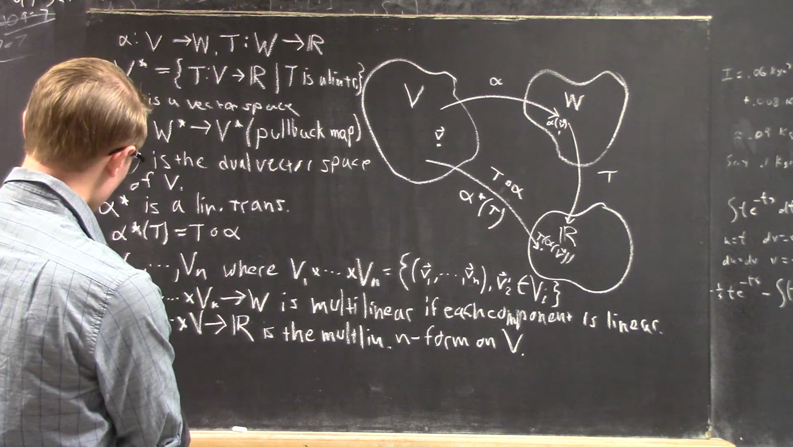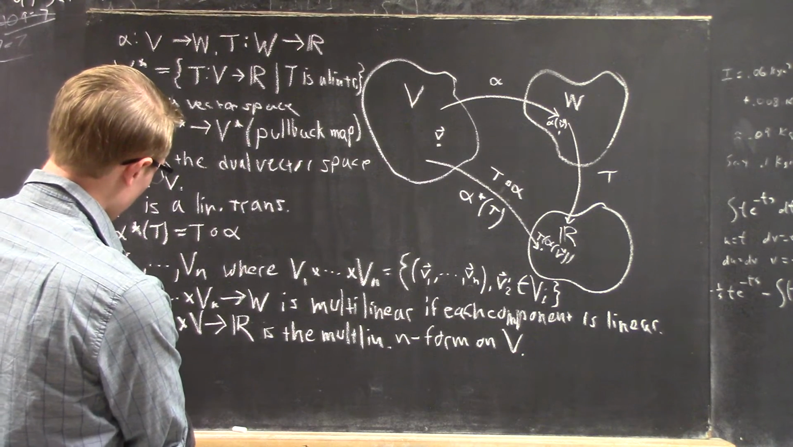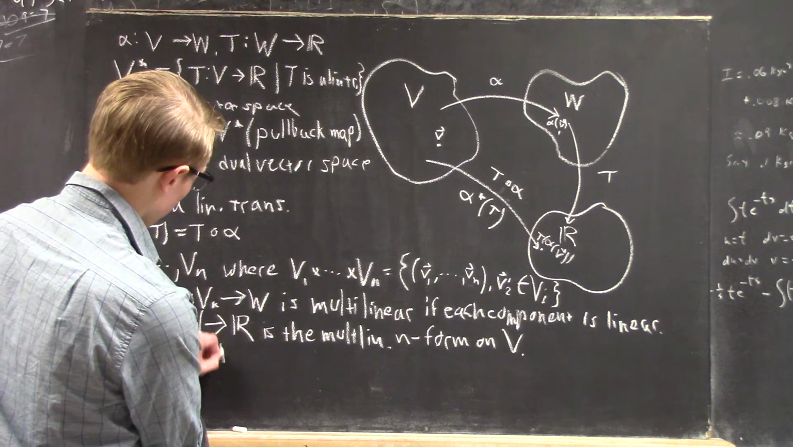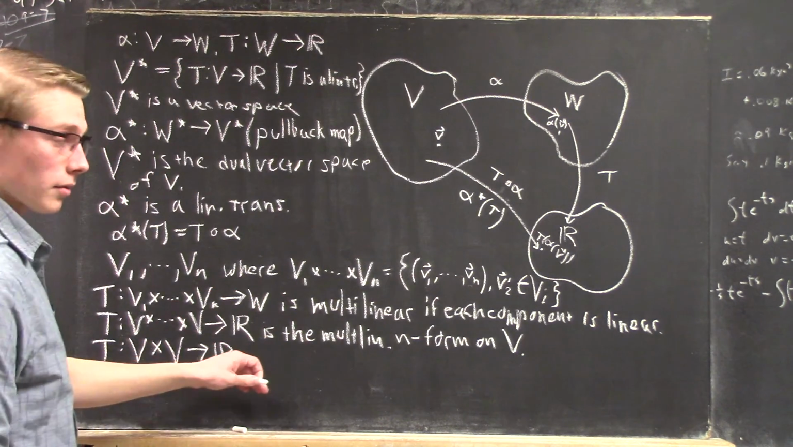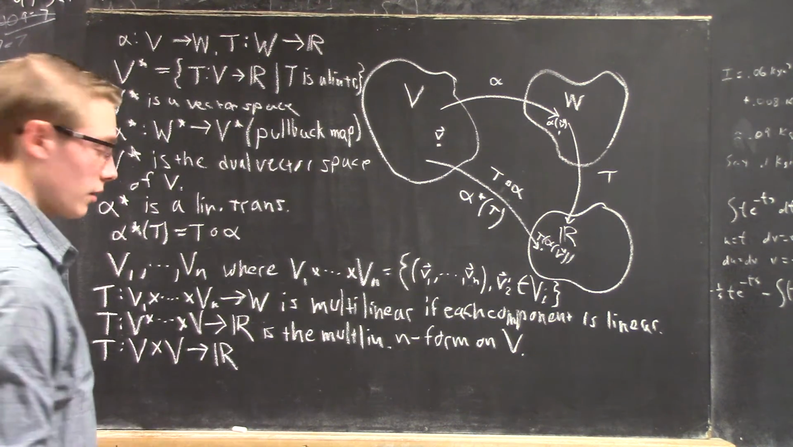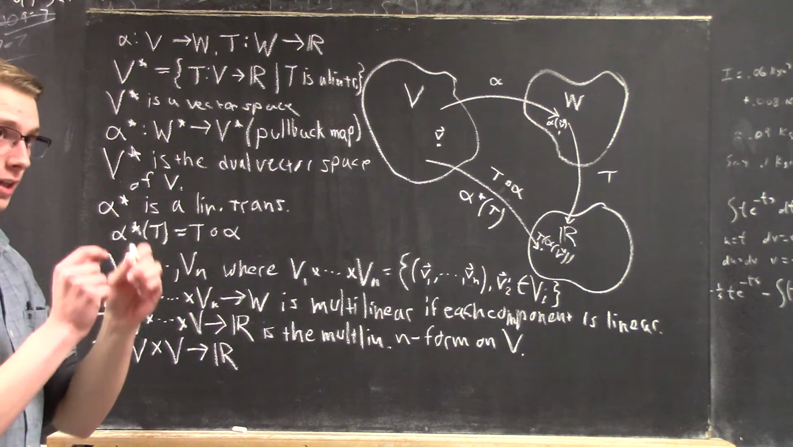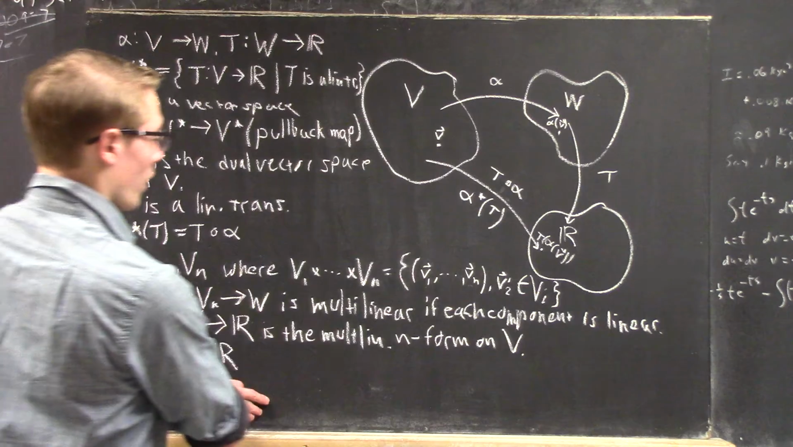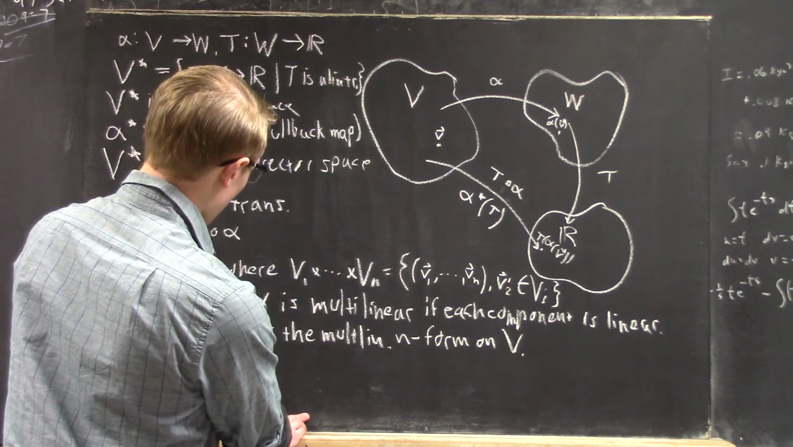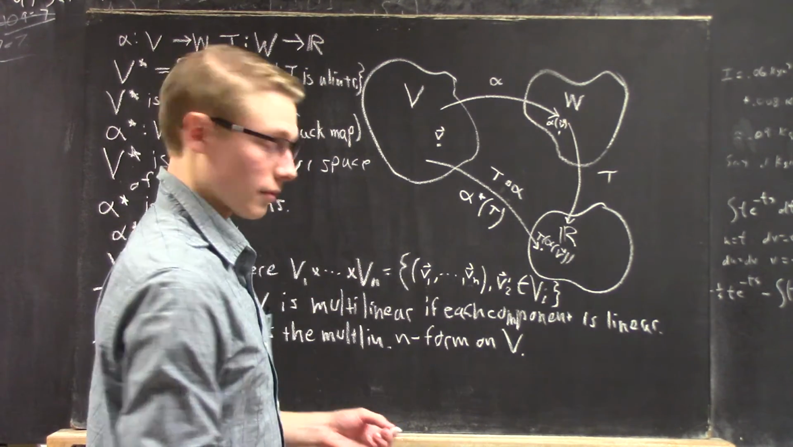For instance, if we have a transformation T from V cross V to the set R, this is known as a bilinear mapping, by taking, of course, an ordered pair of two vectors and then transforming that over to the set of all real numbers. And an example of a bilinear mapping would be the dot product.